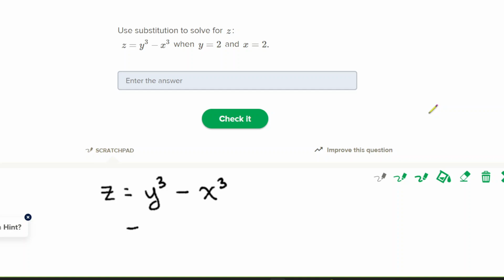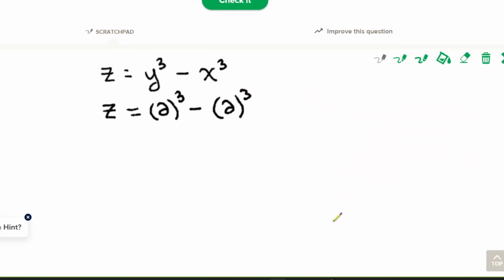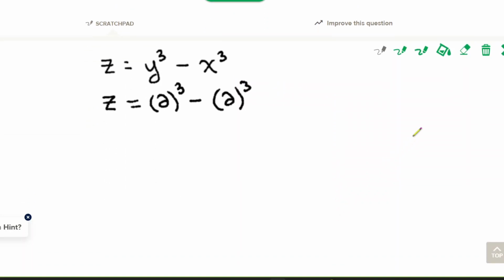But we're replacing y with 2, so that's 2 to the third power, and then also x with 2, so 2 to the third power. Now you might be able to say, hey, 2 to the third power minus 2 to the third power, it's an expression minus itself. You got something minus itself, and anything minus itself should be 0. But I'm actually going to evaluate 2 to the third power here.